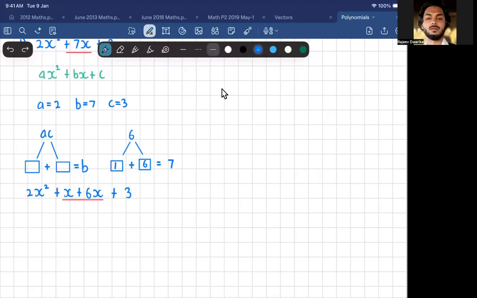X squared and x is not the same thing, but we're trying to pull out the greatest common factor, right? A factor is a number that could go into another number without leaving a remainder. And x could go into this, and x could go into this. Oh, yes, sir. So we're going to factor out x. If I pull out x from 2x squared, what would I write on the inside?